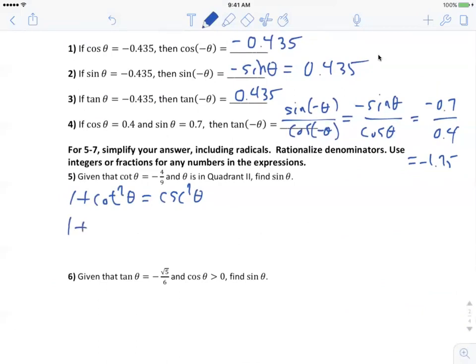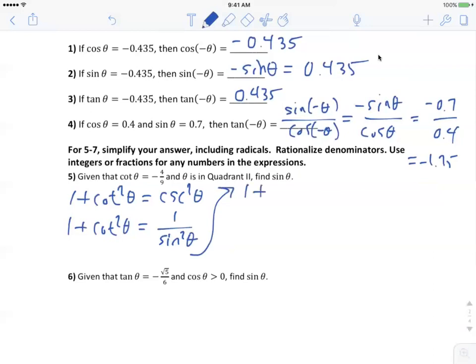So 1 plus cotangent squared theta is 1 over sine squared theta. Now I have an equation that relates cotangent and sine. So if I know cotangent, I can find sine. My next step then is to replace cotangent theta with negative 4/9. And then from there, it's just going to become algebra.